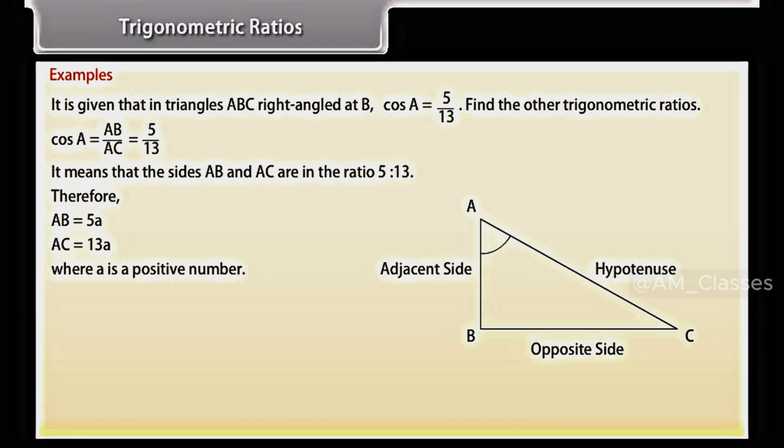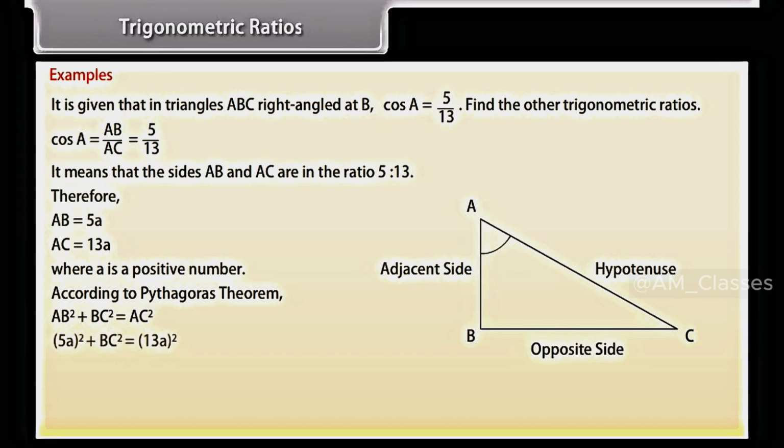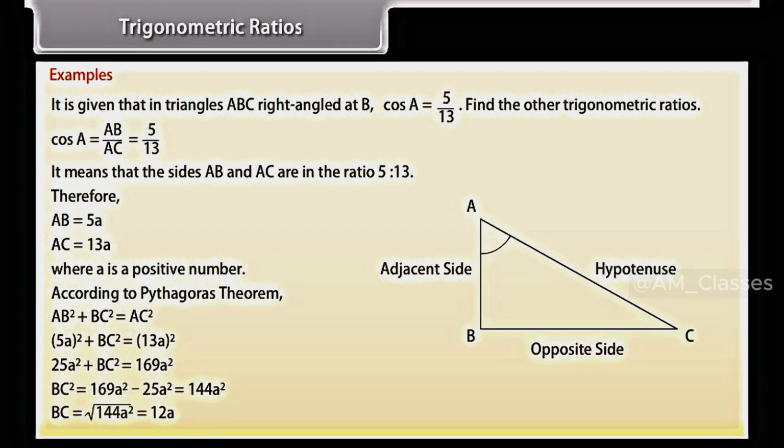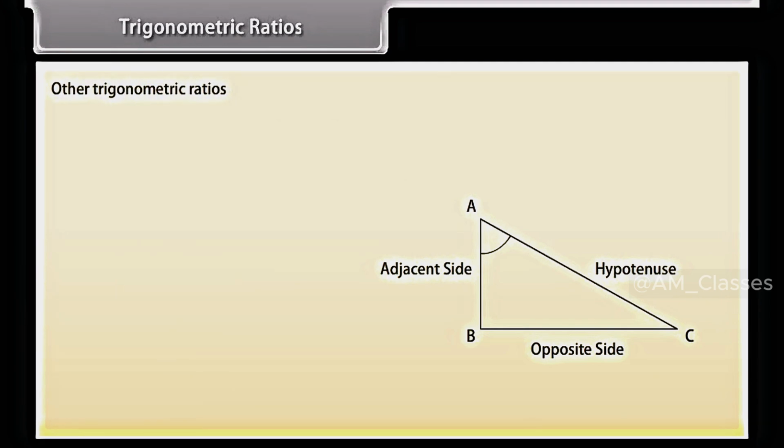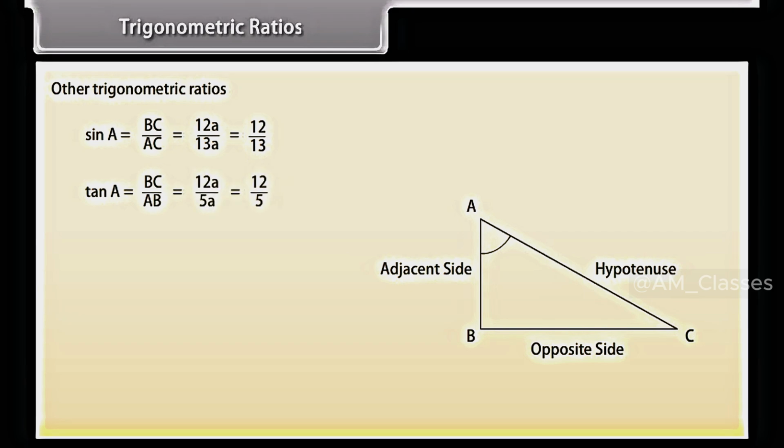According to Pythagoras' theorem, AB square plus BC square is equal to AC square. By substituting the values, we get 5a square plus BC square is equal to 13a square. Now by calculating it we get BC as square root of 144a square, which is 12a. Let us now find the values of the other trigonometric ratios. Sin A is equal to BC upon AC equals 12a upon 13a, equal to 12 upon 13. Tan A is equal to BC upon AB equals 12a upon 5a, which is equal to 12 upon 5.